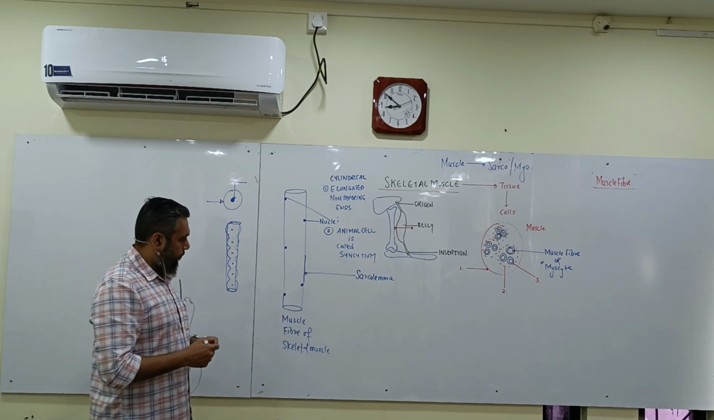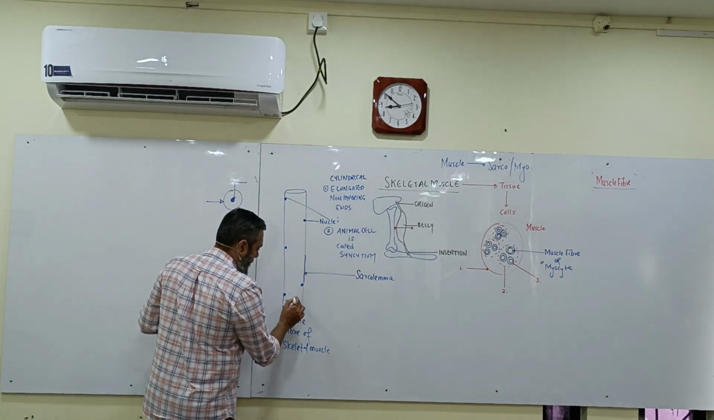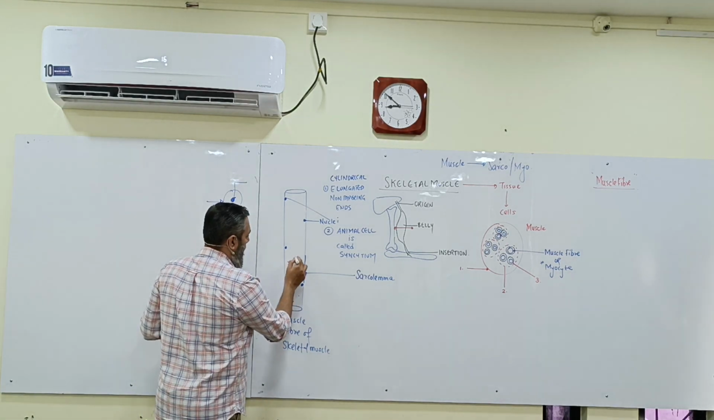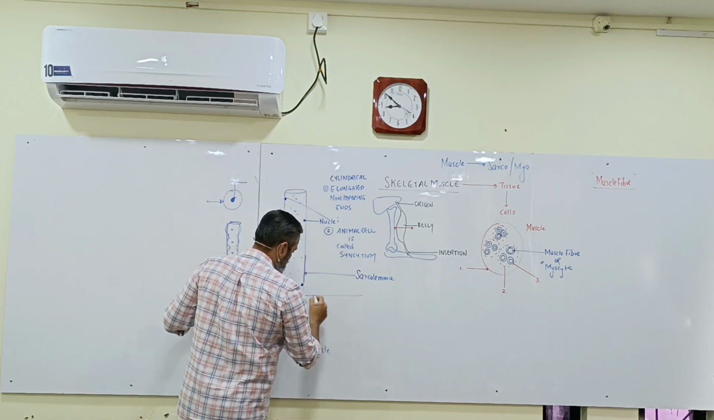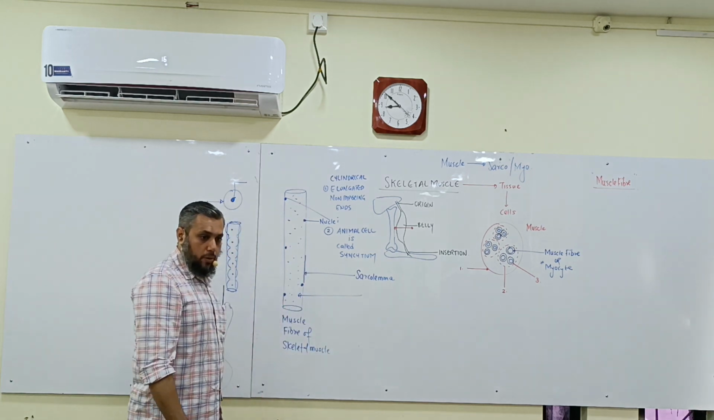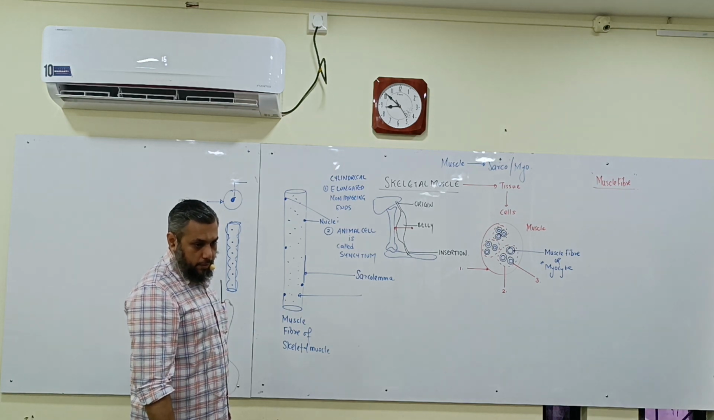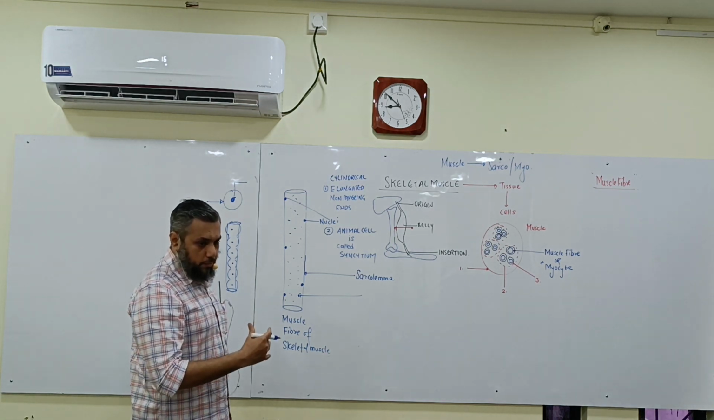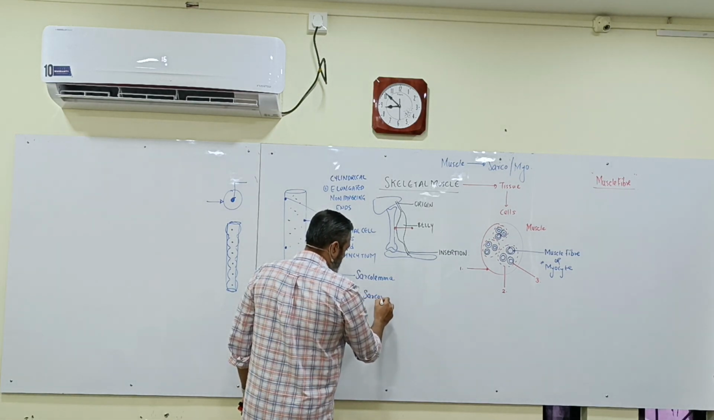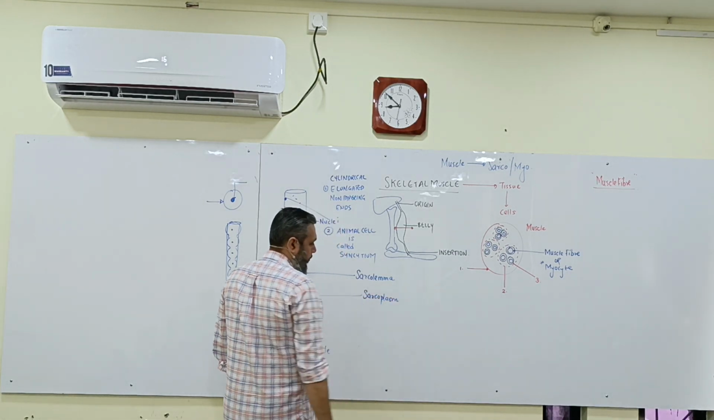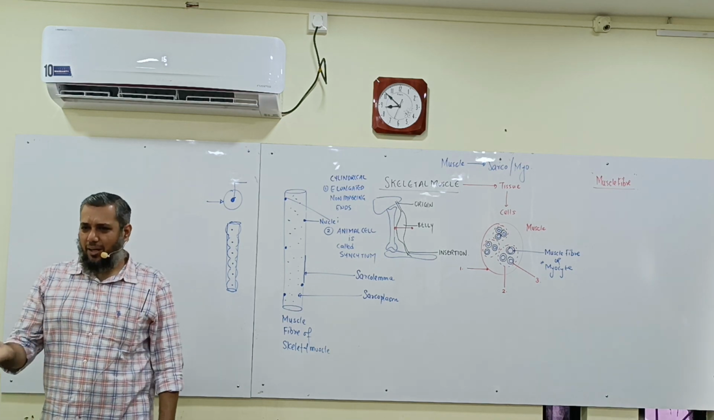Yes, madam. So what do you expect, beta? This cytoplasm inside, what name should I give it? It's the cytoplasm of the muscle cell. So let us call it the sarcoplasm. Very good.